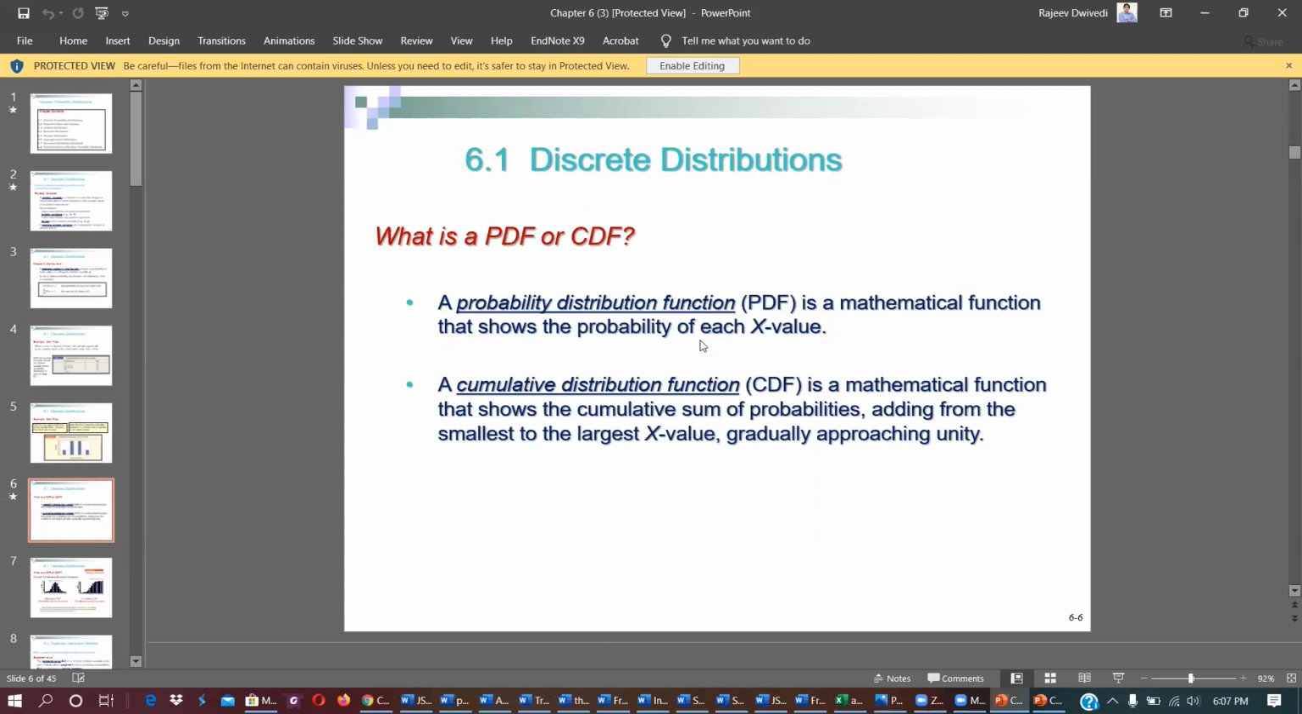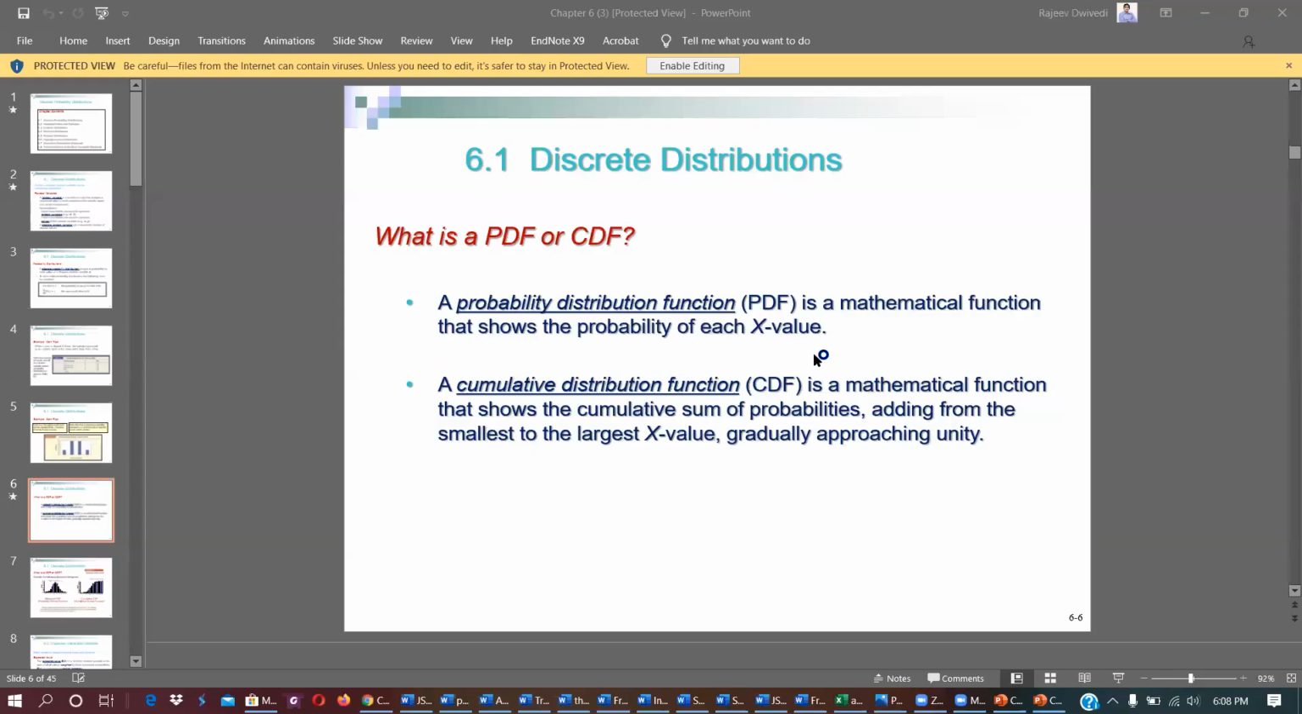Now we have two types of probability distribution functions. One is PDF, one is CDF, which are the probability distribution function and the cumulative distribution function. What are these two? I'm just briefly going to explain. Let me start my Excel. I have some Excel and Minitab.